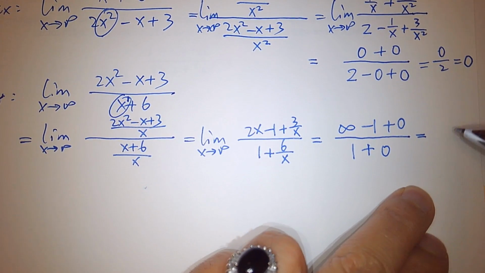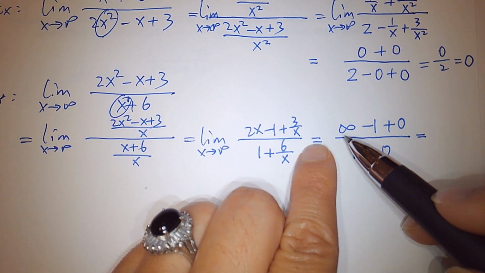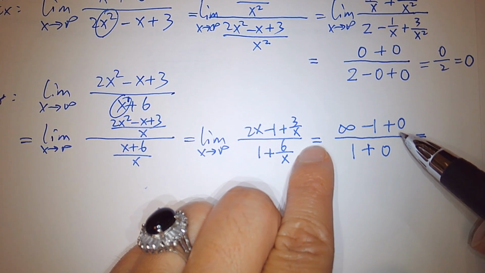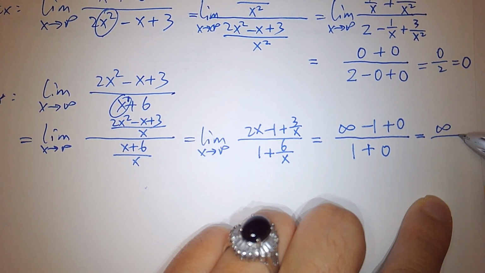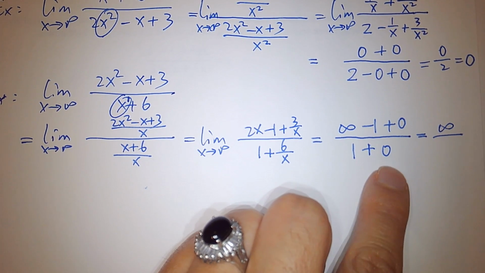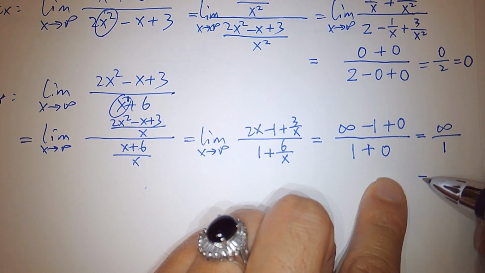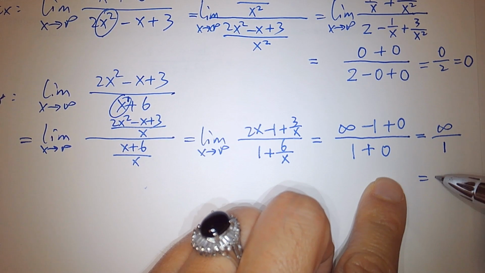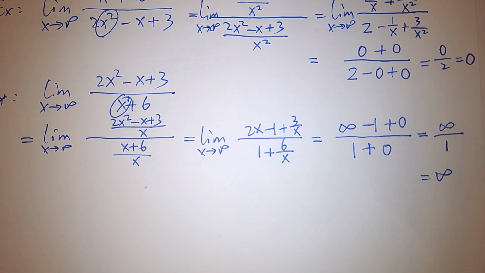Now let's see. Infinity minus 1 plus 0, still infinity. 1 plus 0 is what? 1. So what is infinity over 1? Infinity.